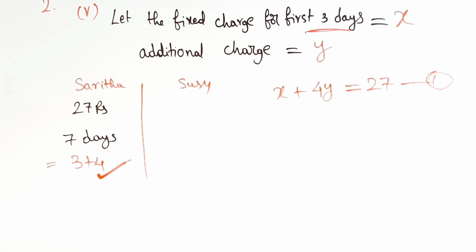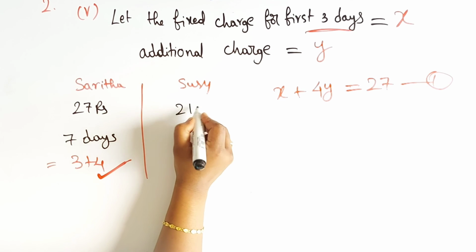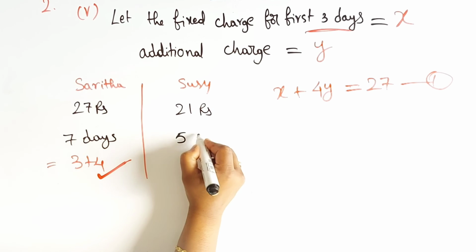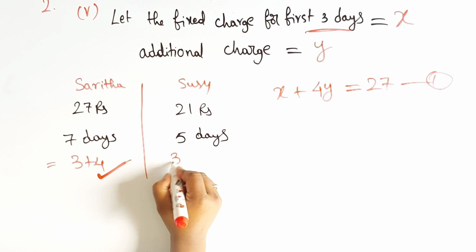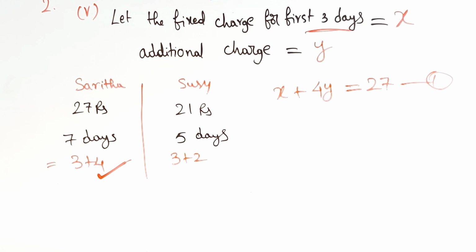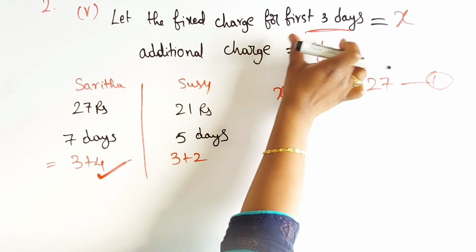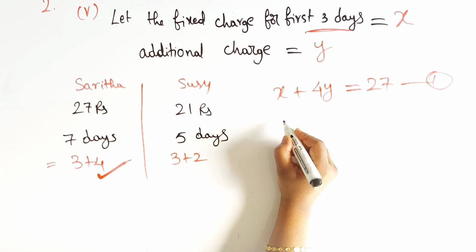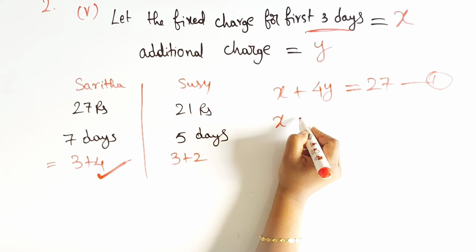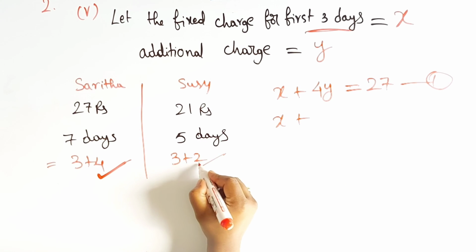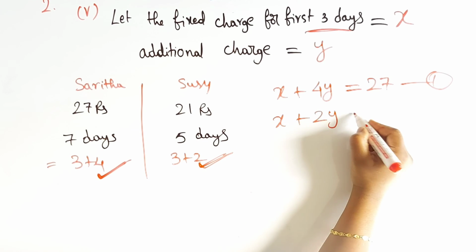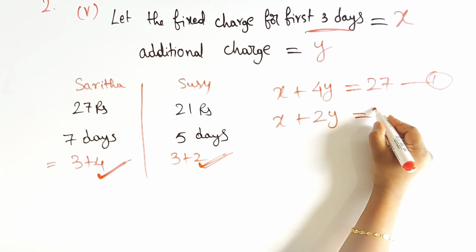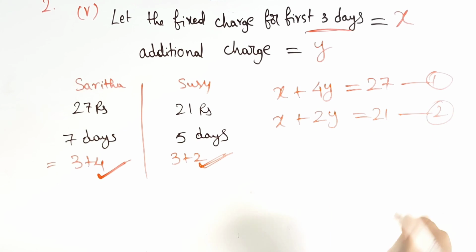Now we'll see Susie. She paid 21 rupees for 5 days. Can I write 5 as 3 plus 2, children? Now we'll write the equation. 3 means fixed charge for first 3 days. That means x, children. Right? Plus how many extra days she took? 2 days. 2 into additional charges y, that equal to what is the cost? 21 rupees. This is the second equation, children.